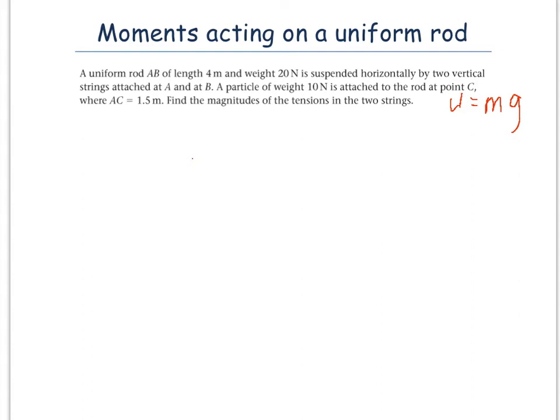So, let's underline the key words in the question. The rod is of length 4 metres. It's also pretty important that it's a uniform rod. We know there's a weight of 20 newtons for the rod, and it's attached at 2 vertical strings at A and B. And there's a particle of 10 newtons at point C, which is 1.5 metres away from A.